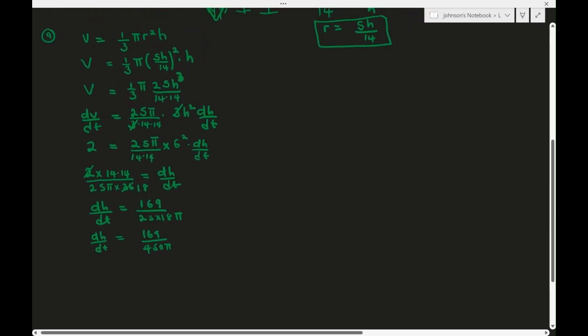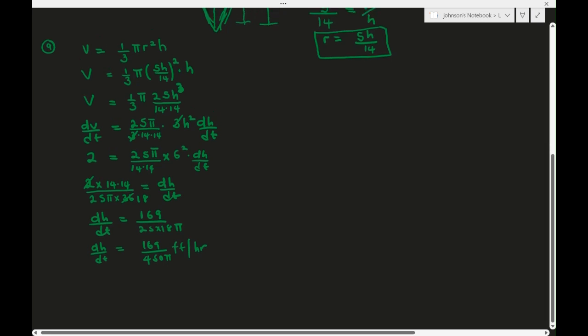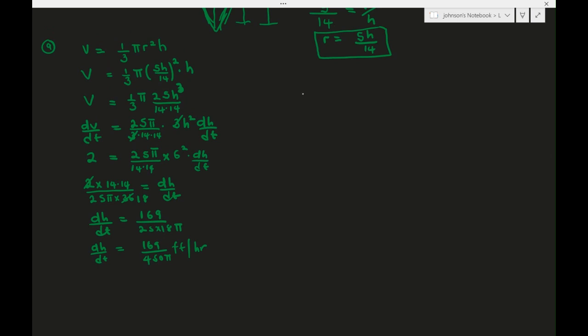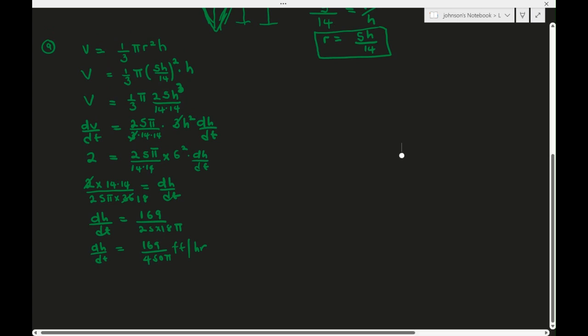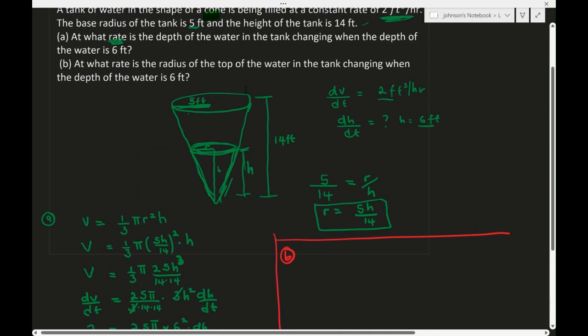Okay, now this will be feet per hour. I think it's going to be per hour as well. Yeah. Then for the B part, let's see the B part. Let me do it here. Now look at B.